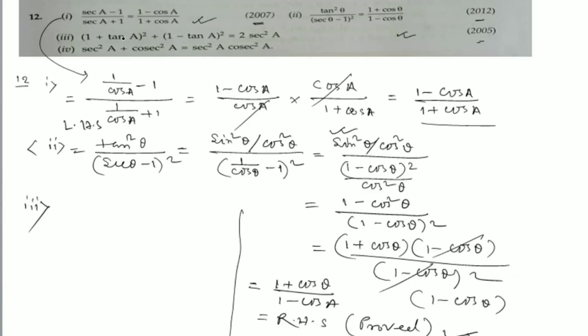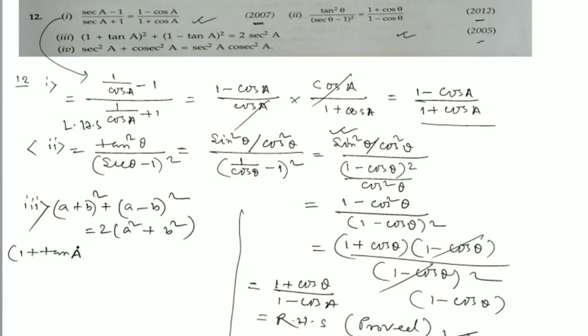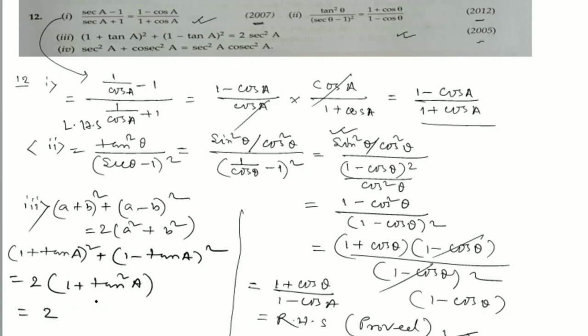Here you can see (1 plus tan a) whole square plus (1 minus tan a) whole square is equal to 2 sec square a. You know the formula very well: (a plus b) whole square plus (a minus b) whole square is equal to 2 into (a square plus b square). We just use the formula here. So it is similar to this formula, so it will be 2 into (1 plus tan square a), and 1 plus tan square a means sec square a. So it is proved.